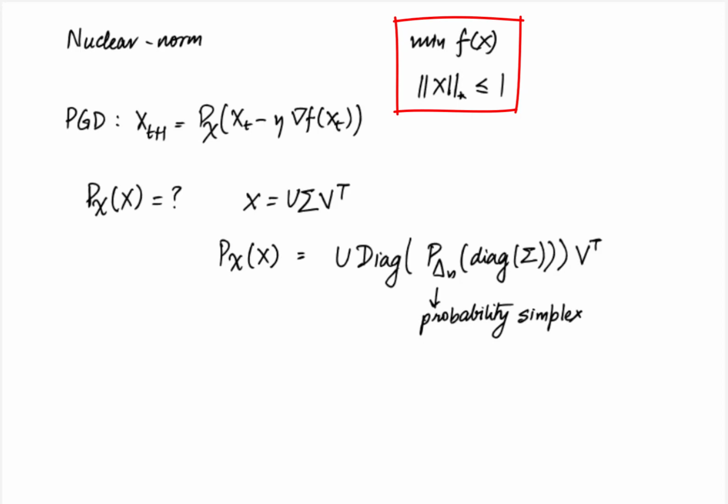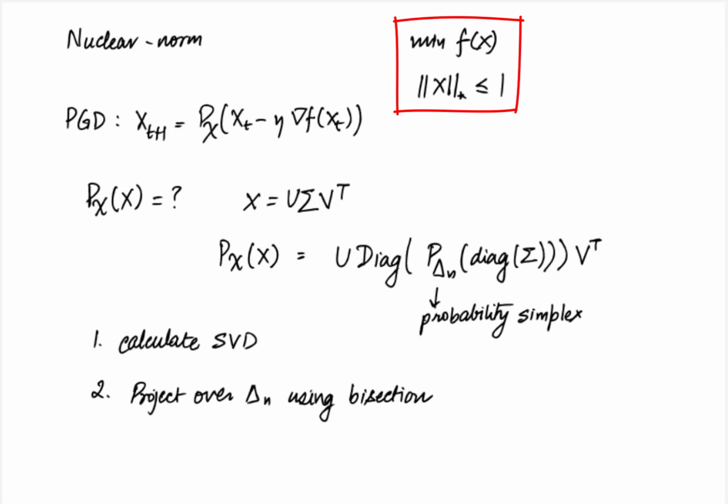So computationally this is an expensive operation, because if X is large, we are required to do two things. We need to calculate the SVD of the matrix, and then we need to carry out a bisection in order to calculate the projection over delta_n, which is also an iterative procedure. Therefore, the projection over the nuclear norm ball constraint is expensive. In contrast, the Frank-Wolfe update requires solving: minimize the inner product of gradient f of x_t, comma y, subject to the nuclear norm of y less than or equal to 1.